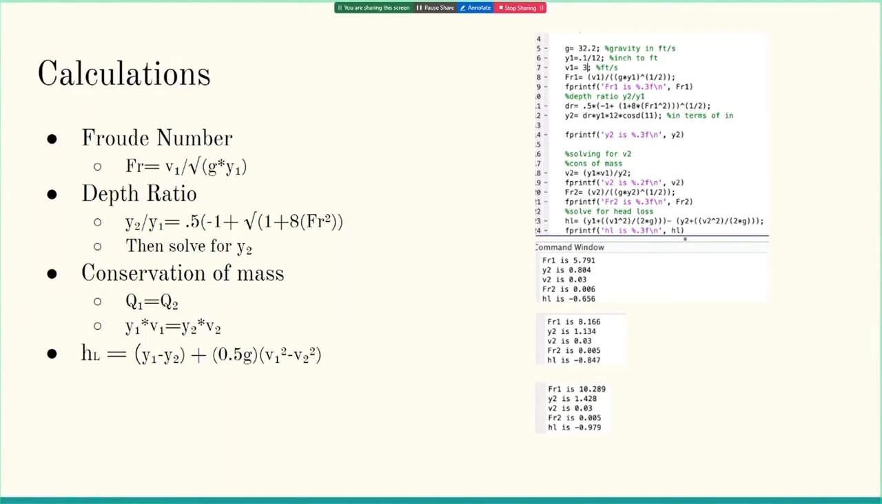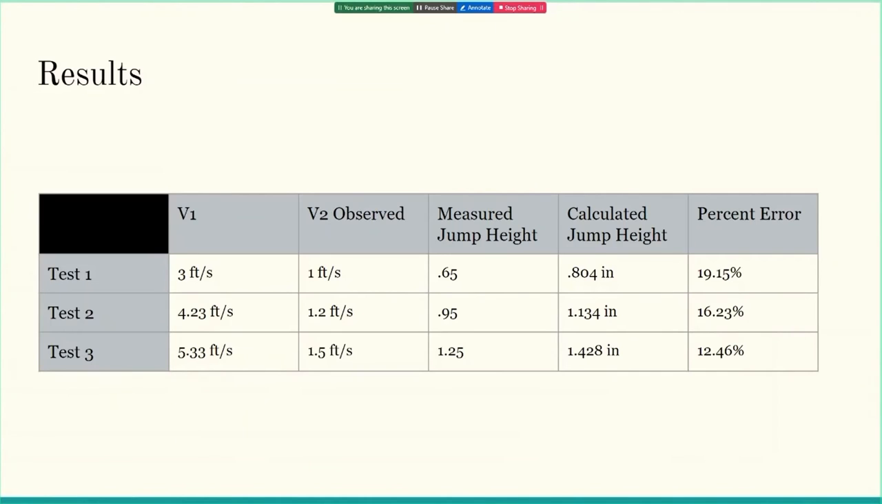Comparing the first Froude number to the second Froude number in each test, we can conclude that we indeed do have a hydraulic jump in each case. On this next slide, we have tabulated the results where we took 3 different initial velocities in order to calculate the varying jump heights. We took measurements throughout our tests and compared them to the 3 theoretical calculations from our MATLAB script.